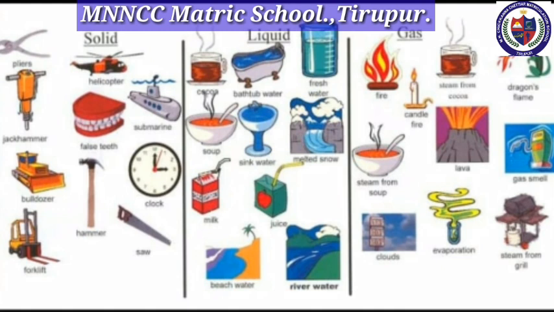Examples for solid state: wood, stone, sand, iron, clock, hammer, pliers, etc. Examples for liquids: fresh water, juices, milk, soup, etc. Examples for gaseous state: oxygen, nitrogen, carbon dioxide, steam, fire, evaporation, clouds, etc.